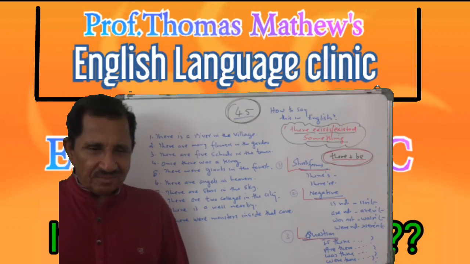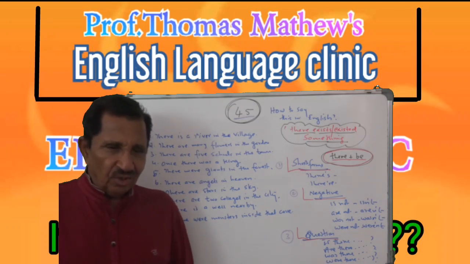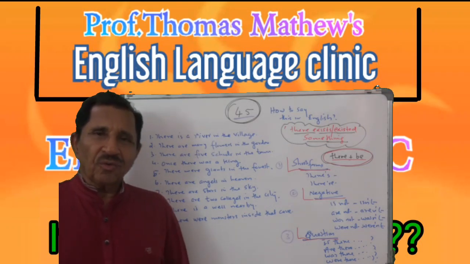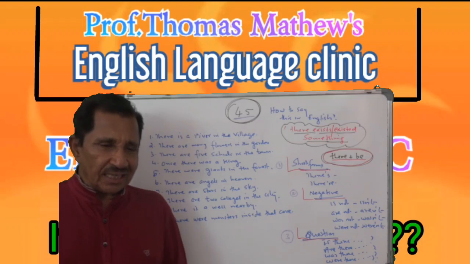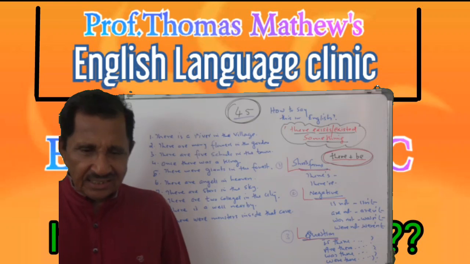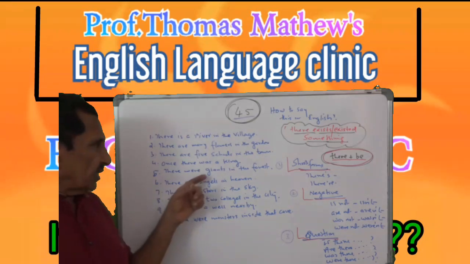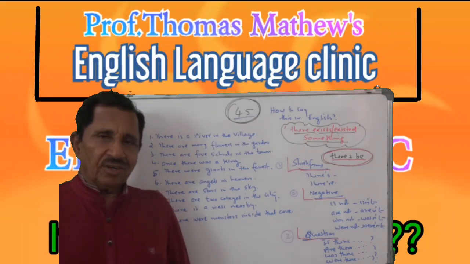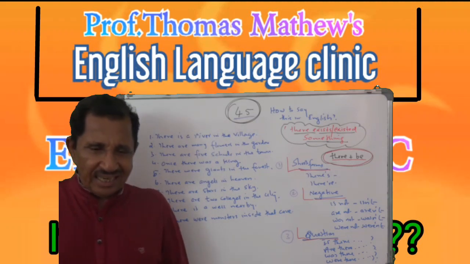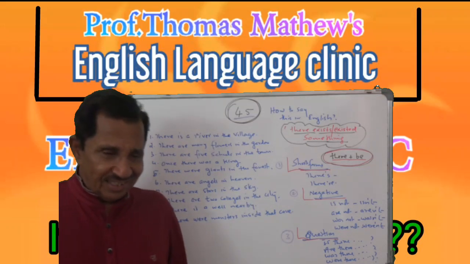Third sentence, there are 5 schools in the town. Fourth sentence, once there was a king. Very often we start a story like this, no? Once there was a king. Once upon a time there was a king. The fifth one is, there were giants in the forest. Not now. Yes, there were giants in the forest. Sixth one, there are angels in heaven. Are there angels in heaven?